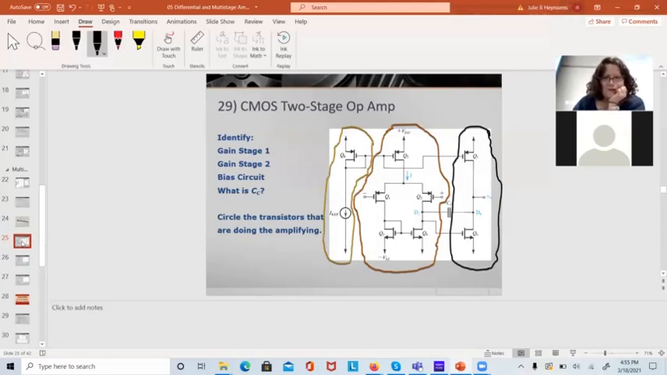This is a two-stage amplifier. The gold circuit right here is basically just the bias circuit. It's the current reference. I've got an external reference here, could be set by a resistor, and it's setting the current for all the rest of this. So this is also just a current source. And this is also just a current source.